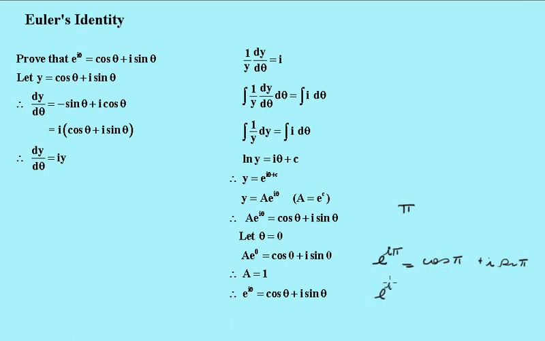So e to the i pi is equal to, the cos of pi is minus 1 and the sine of pi is 0. You might have seen that on some t-shirts that are going around the place. e to the i pi is equal to minus 1. It incorporates the transcendental numbers and the imaginary numbers and the negative integers, which is quite an interesting little result.